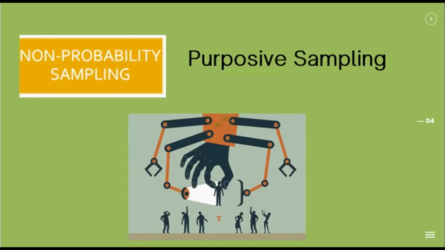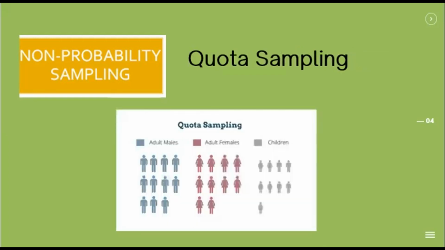Now let's proceed with the next one. The next one is about quota sampling. It is a type of non-probability sampling procedure in which the population is divided into mutually exclusive subcategories. And the researcher solicits participation in the study from the members of the subcategories until a target number of elements to be sampled from the subcategories have been met.